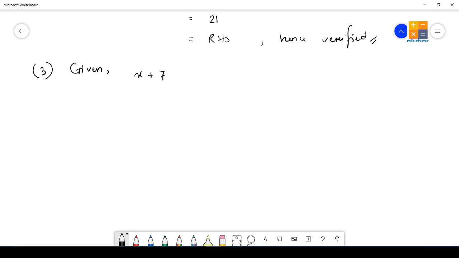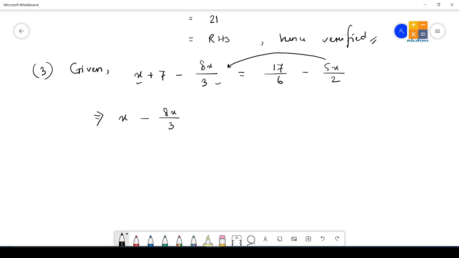x plus 7 minus 8x by 3 is equal to 17 by 6 minus 5x by 2. As we all know, the variables are to be kept together on one side. So on the left hand side, I already have two terms containing the variable, that is x minus 8x by 3. Along with that, I have to shift 5x by 2 to the left hand side. Initially, 5x by 2 was negative on the right hand side.